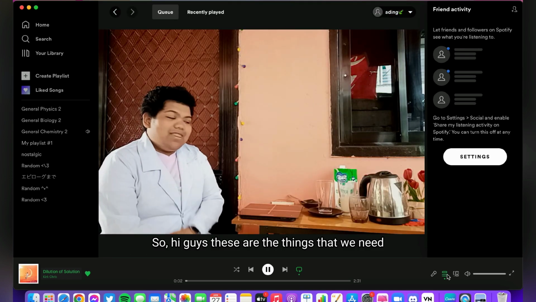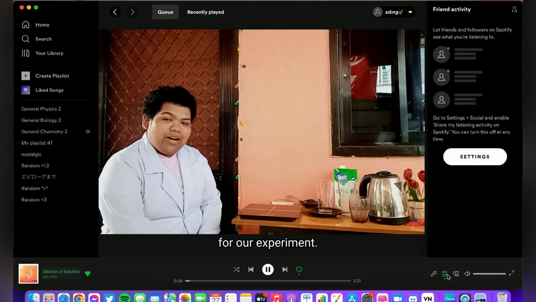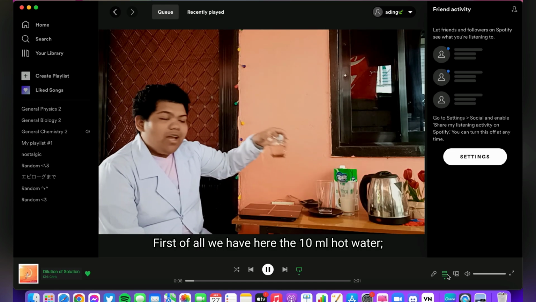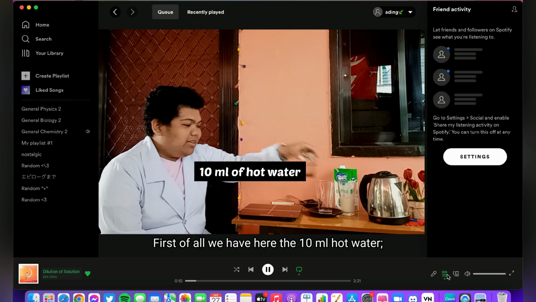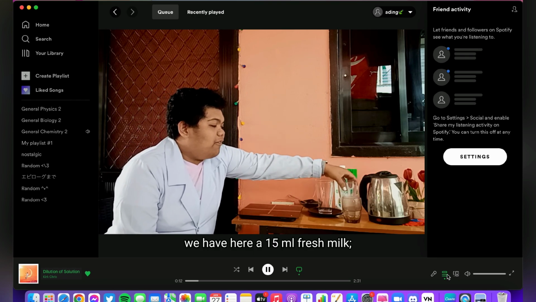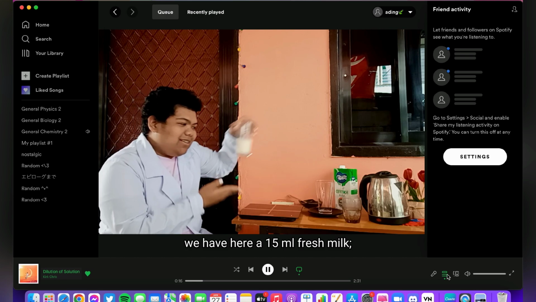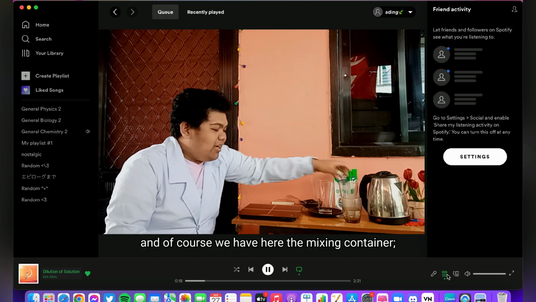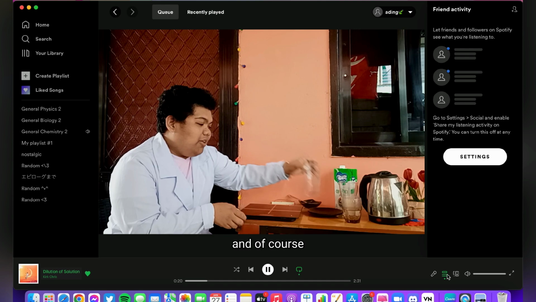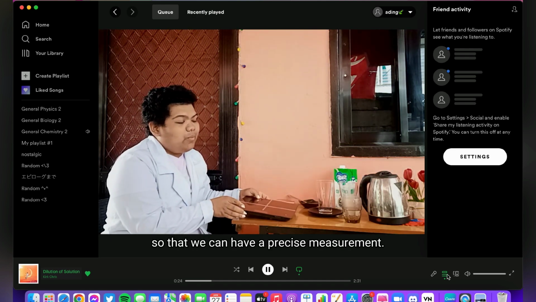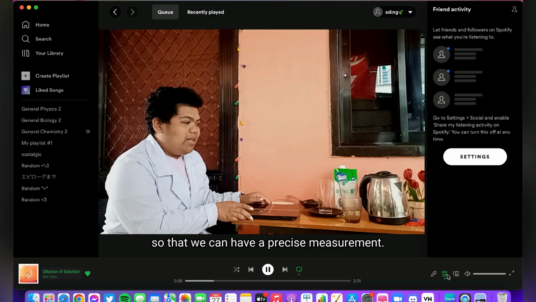So hi guys, these are the things that we need for our experiment. First of all, we have here the 10 ml hot water. We have here a 15 ml fresh milk. And of course, we have here the clean container. And of course, the electric scale that we are going to use so that we can have a precise measurement.